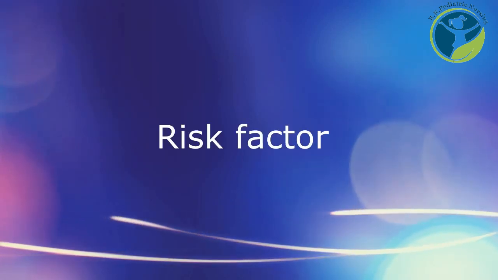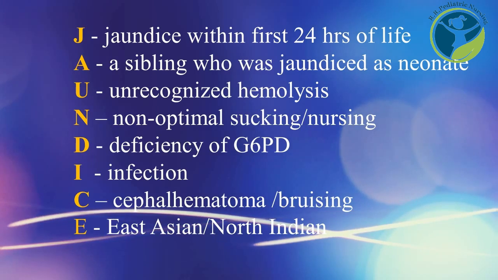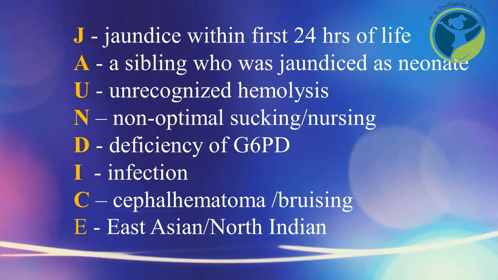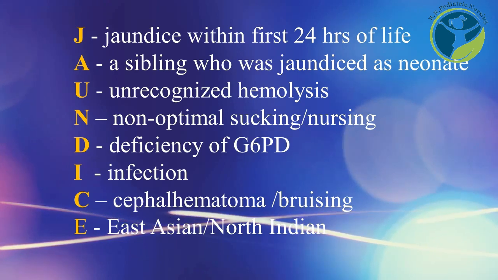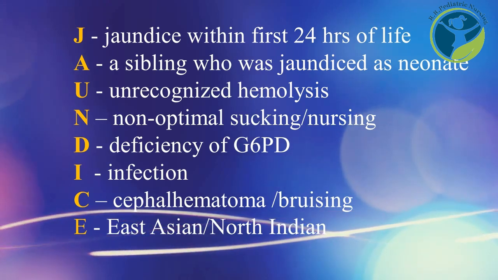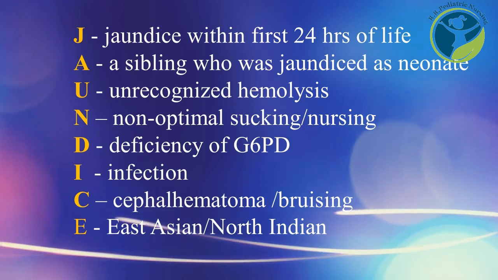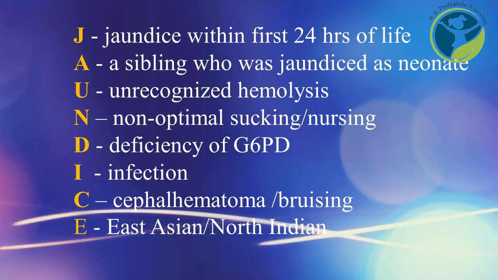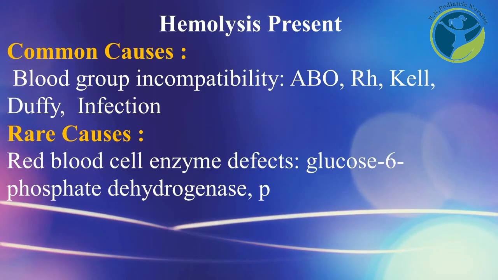Risk factors. Jaundice within first 24 hours of life. A sibling who was jaundiced as a neonate. Unrecognized hemolysis. Non-optimal sucking, nursing. Deficiency of G6PD. Eye infection. Cephalohematoma, bruising. East Asian, North Indian. Etiology of unconjugated hyperbilirubinemia, if hemolysis present.